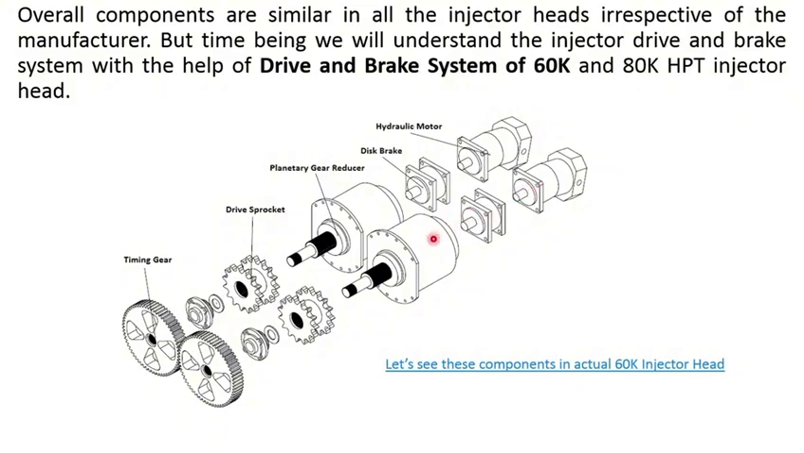Between the motors and the planetary gear reducer, these are the two disc brakes. These brakes work on a fail-safe mechanism. That is, we have to provide hydraulic pressure to keep them disengaged. If hydraulic pressure is lost, then these brakes will be automatically applied. Now let's see all these components in the actual injector head.